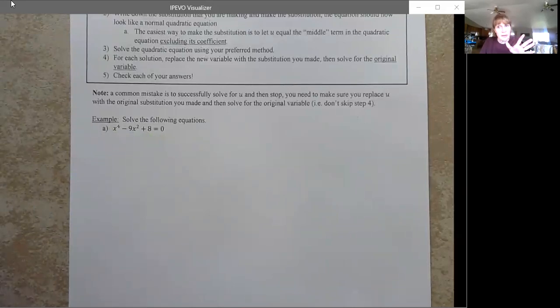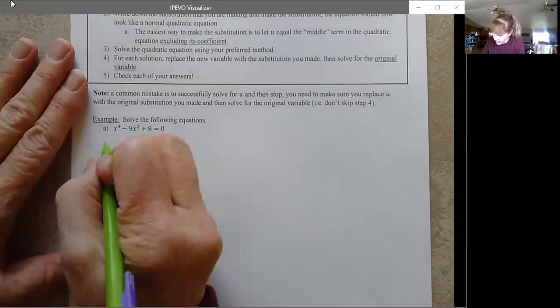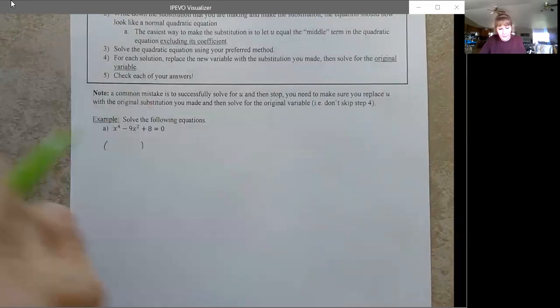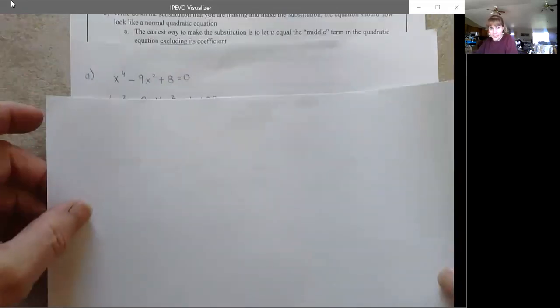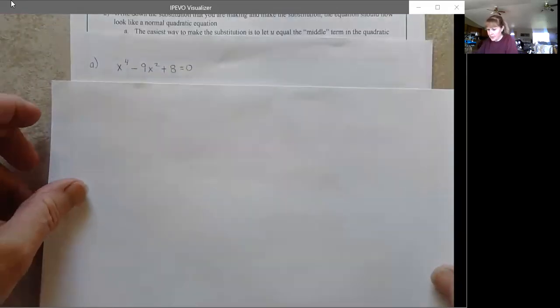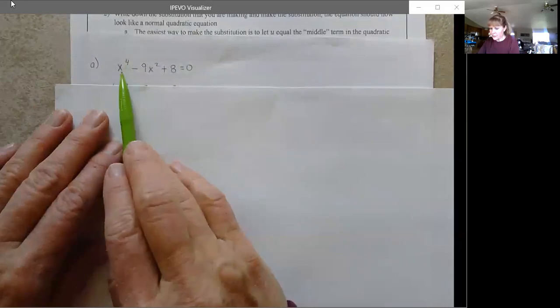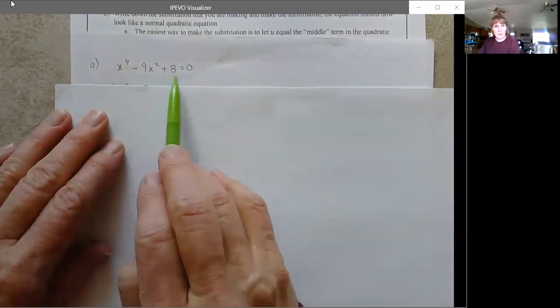So we're going to use the methods of chapter 6, and then we're going to apply substitution and solve it that way as well. So let's use the methods from chapter 6. We're going to factor it. I'm going to go ahead and use what I've already written to save some time. So this is our x to the 4th minus 9x squared plus 8 equals 0.